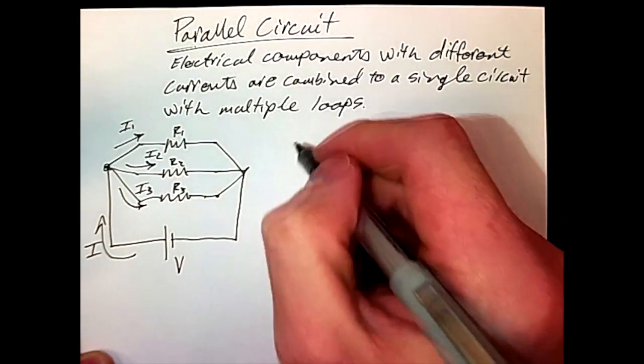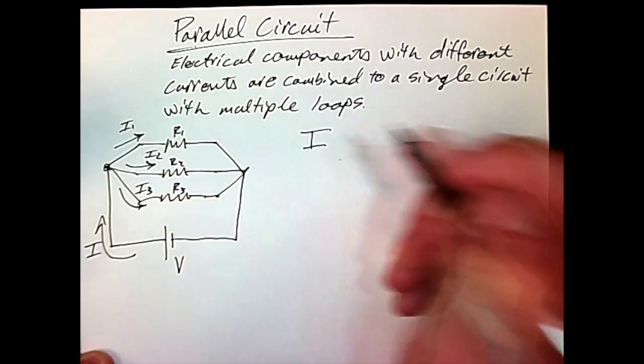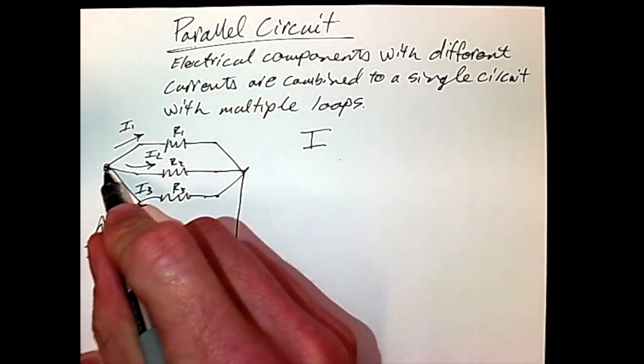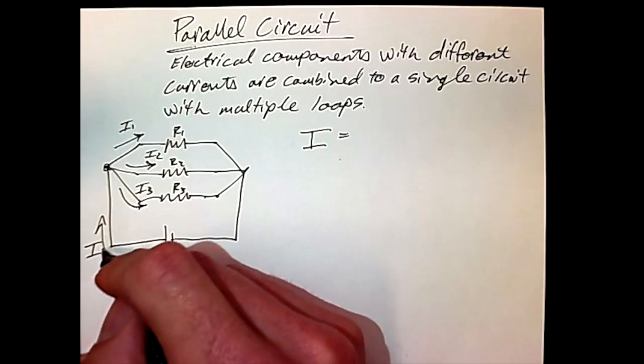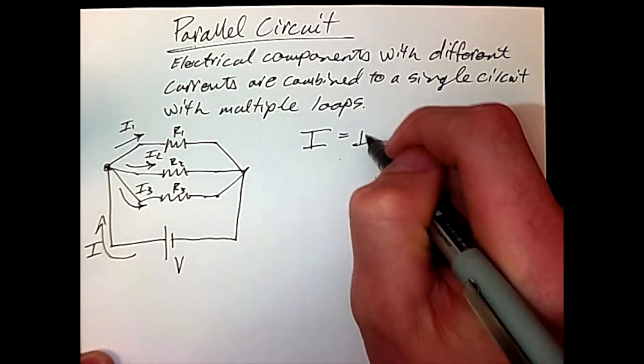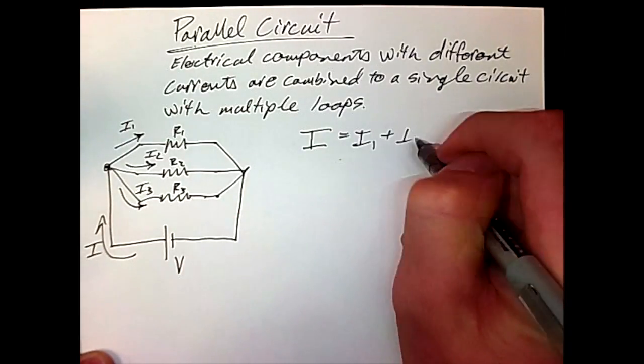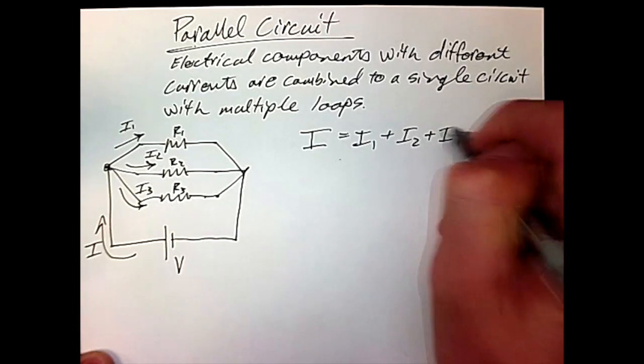But due to Kirchhoff's rules, we do know that the total current at any junction must equal all of the currents coming into the junction and out of the junction. So I equals I1 plus I2 plus I3.